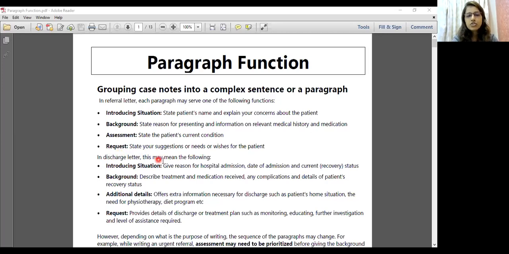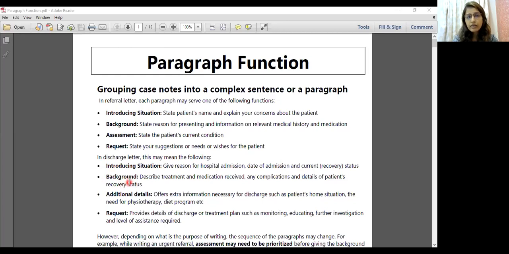And if you're writing a discharge letter, then the meaning of this ISBAR would change slightly, because when you're writing a discharge letter, your situation should include why were they hospitalized, when were they hospitalized, and their overall recovery. Because see, introducing situation is like a brief summary of the whole situation, right? That is why it is introducing situation. That is your introduction paragraph, when you are giving them a brief idea about what has happened so far with this patient. So if you are writing a discharge letter, the situation paragraph would include these things.